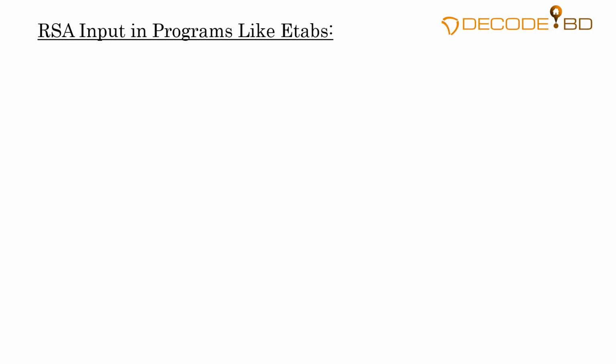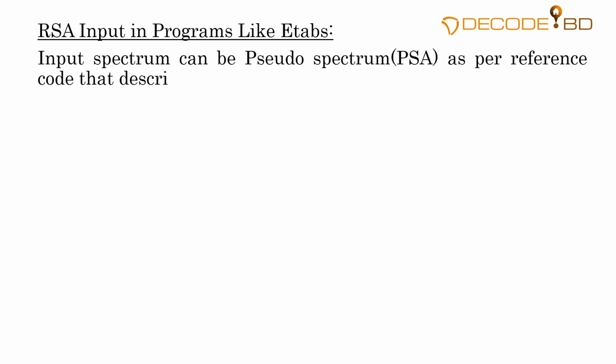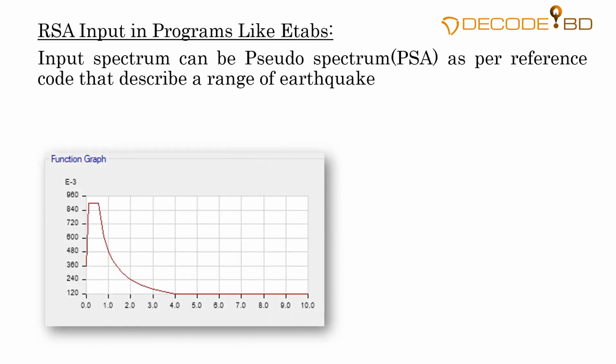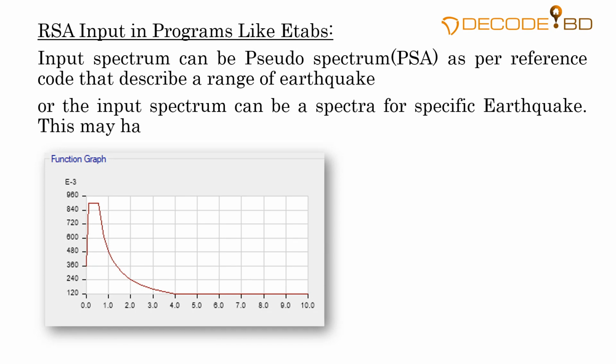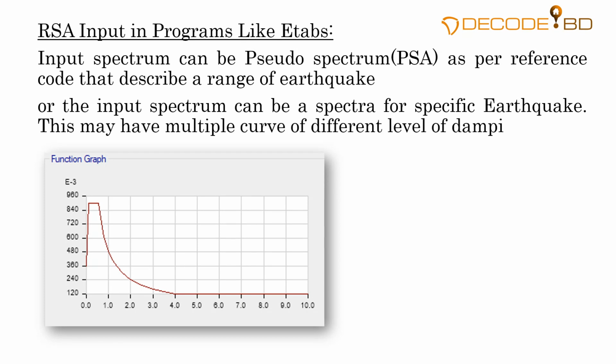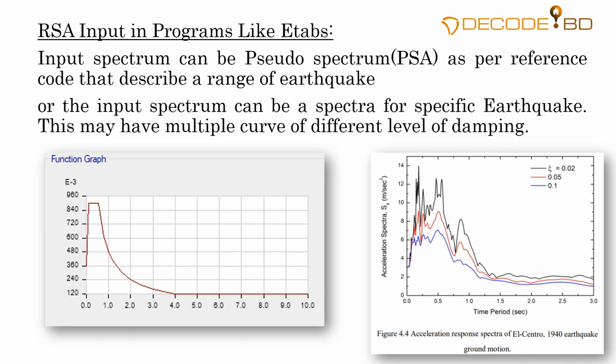RSA input in programs like ETABS. The input spectrum can be a pseudo spectrum PSA as per a reference code that describes a range of earthquakes. You can see in the figure this pseudo spectrum curve we can use as input in programs like ETABS, or the input spectrum can be a spectrum for a specific earthquake. This may have multiple curves of different levels of damping. We can see in the figure the acceleration response spectra of the El Centro 1940 earthquake ground motion. This was recorded in 1940.